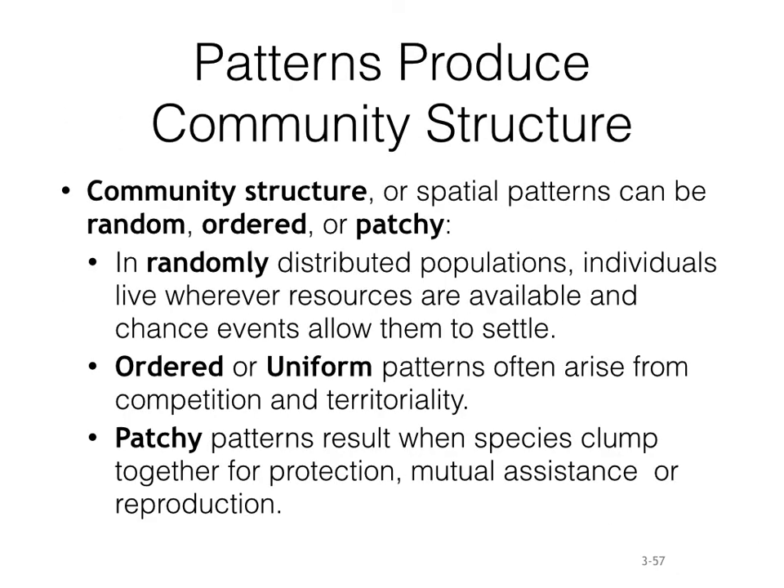When we look at how communities of organisms are structured, we can see that they are arranged randomly, where populations or individuals are scattered randomly as resources are available. That's one way. We also can be ordered or uniform. In an ordered community, patterns arise from competition and territoriality. The third type of community structure is called patchiness. Communities can be structured into groups for protection, mutual assistance, or reproductive purposes, and we call these patchy patterns. Really technical, huh?